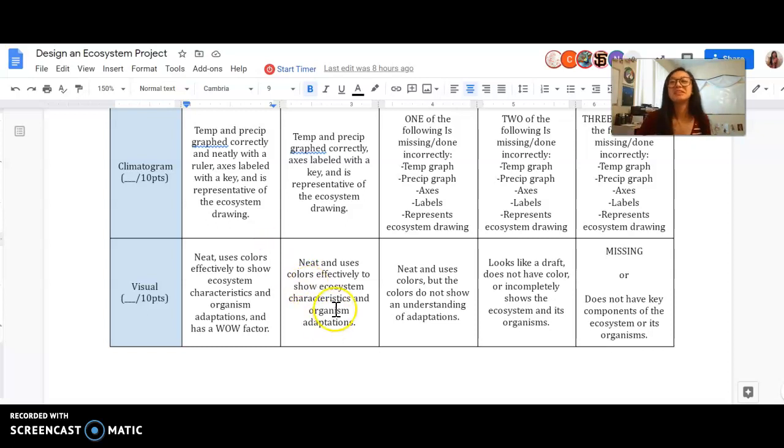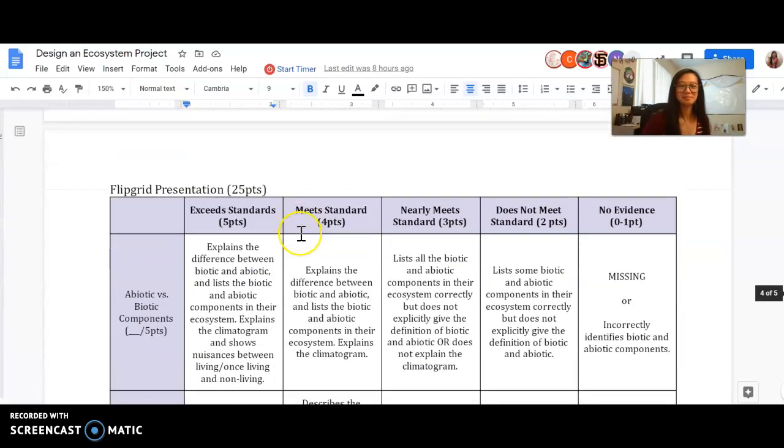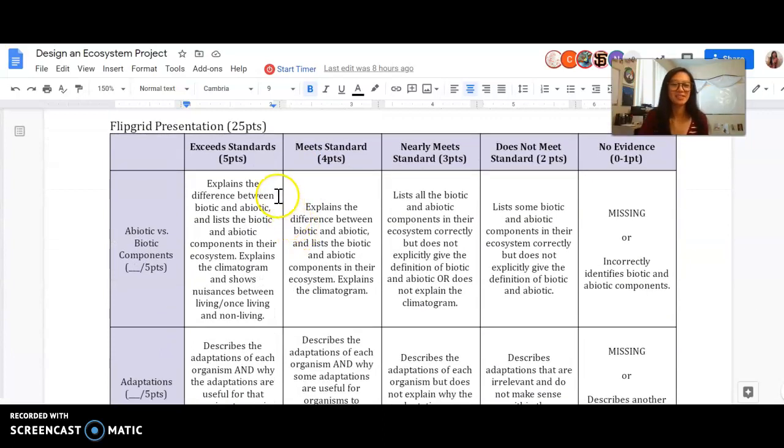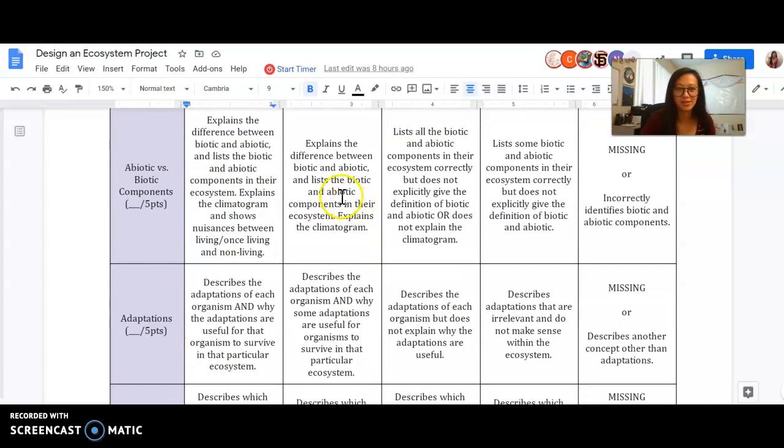Yeah, I'm just going to leave that very open-ended for you all. Cool. The next section is on the Flipgrid presentation. So here, if you are exceeding the standards, you're getting 5 points for each component for a total of 25 points. So I'll go over that.